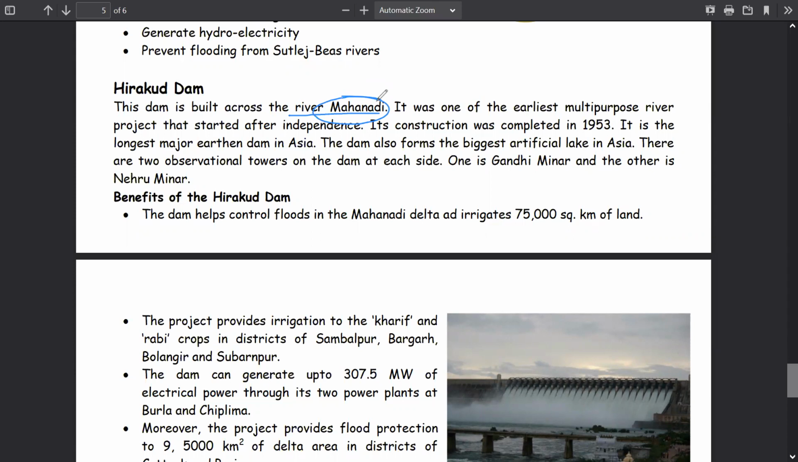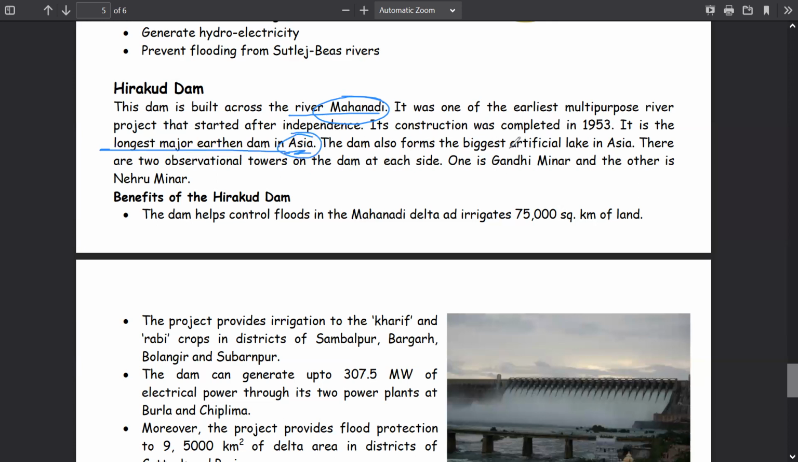Don't confuse the two. It was one of the earliest multi-purpose river projects that started off after independence. Its construction was completed in 1953. It is the longest major earthen dam in Asia. Do remember this: longest major earthen dam in Asia, not the world.